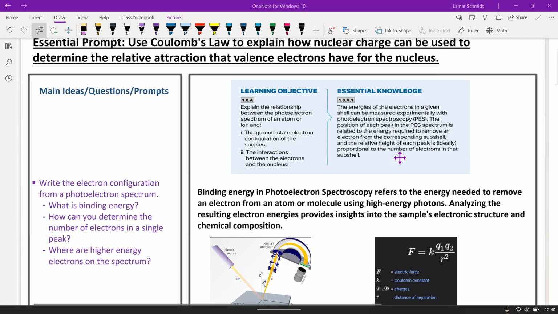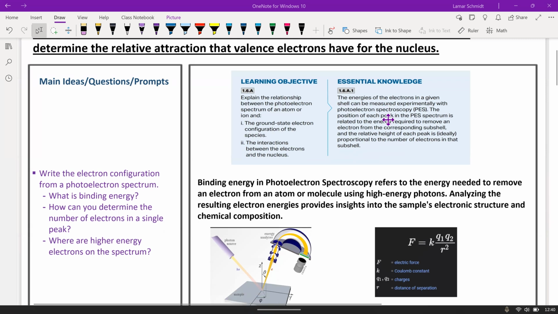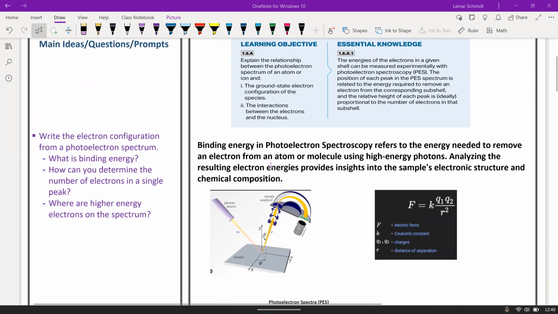And if we look at our essential knowledge, the energies of the electrons in a given shell can be measured experimentally with PES. The position of each peak in the PES spectrum is related to the energy required to do what? Remove an electron from the corresponding subshell, and the relative height of each peak is ideally proportional to the number of electrons in that subshell. And I think we're going to learn all of that essential knowledge today. You're going to see that everything that's said in essential knowledge is what we're bringing out here, and it matches our learning objective quite tightly.